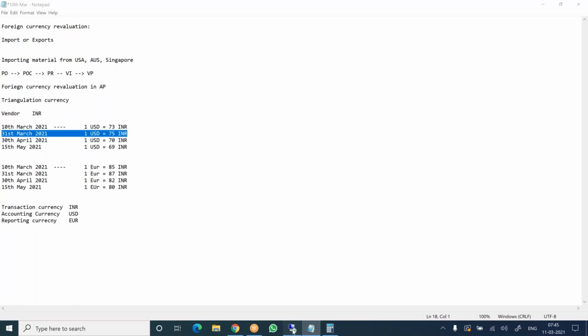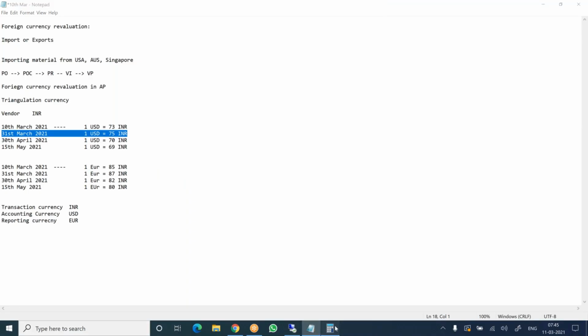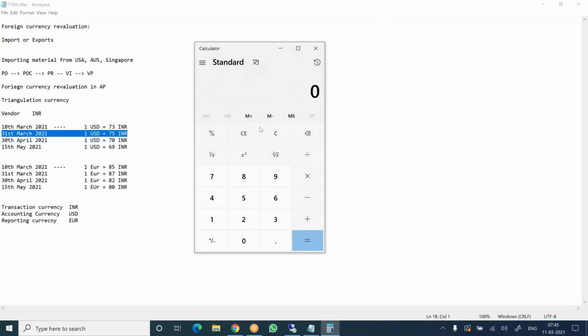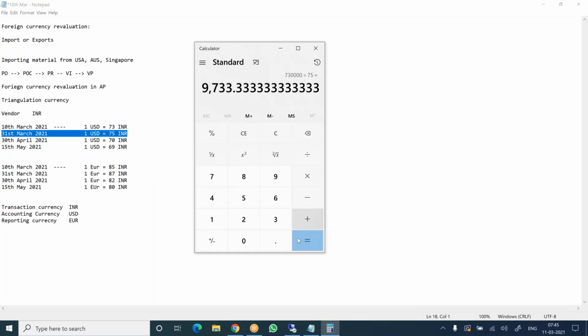So now the calculation is 7,30,000 divided by 75. So he will pay 9,733 to the India company. 9,733.50 only he will pay.